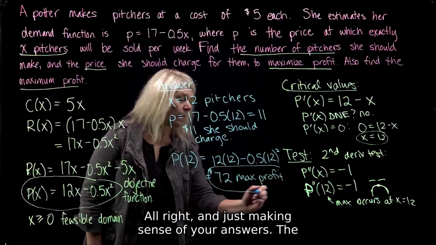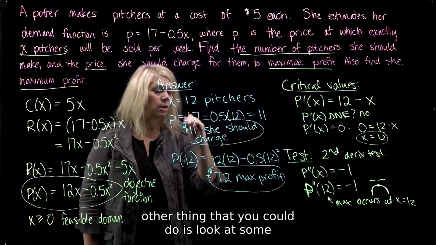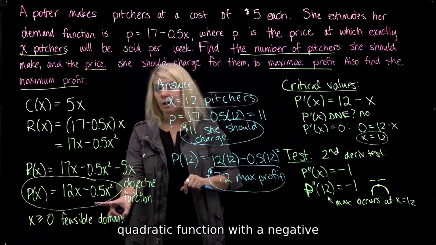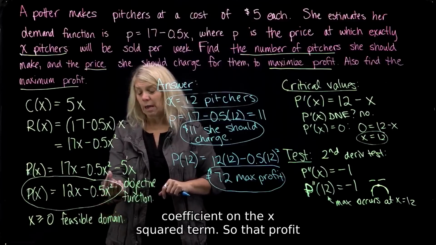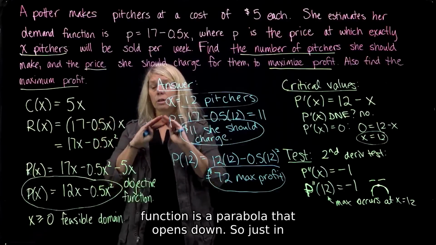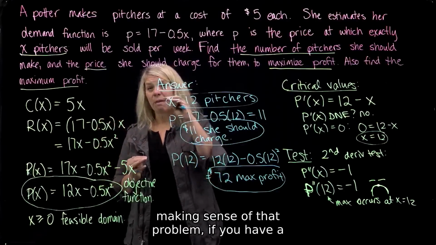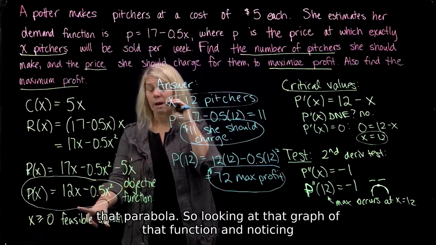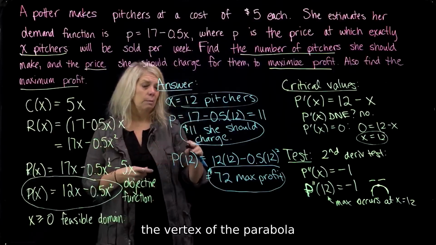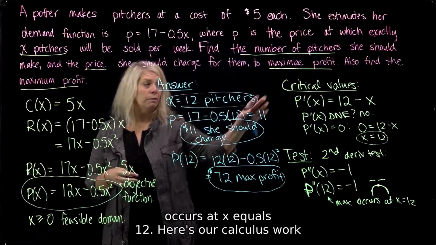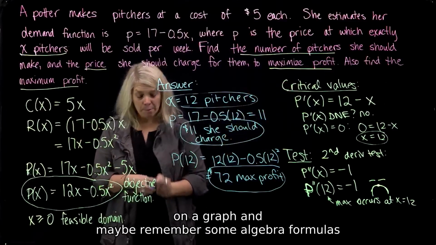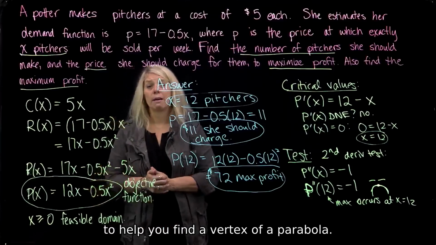All right, and just making sense of your answers, the other thing that you could do is look at some graphs of these. You might notice that our profit function is a quadratic function with a negative coefficient on the x squared term. So that profit function is a parabola that opens down. So just in making sense of that problem, if you have a maximum value, that would be at the vertex of that parabola. So looking at that graph of that function and noticing the vertex of the parabola occurs at x equals 12. Here's our calculus work to verify that, but you could also look at that on a graph and maybe remember some algebra formulas to help you find a vertex of a parabola.